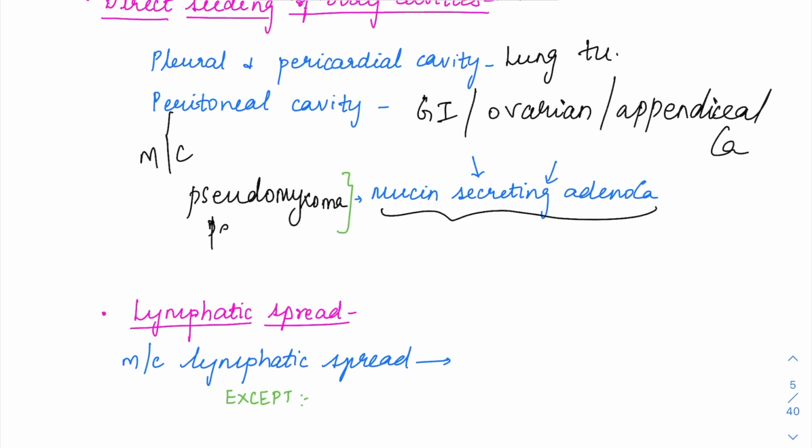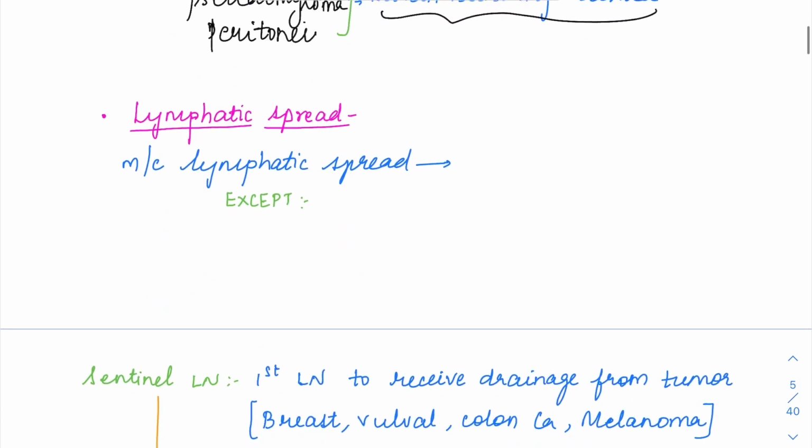Pseudomyxoma peritonei is nothing but mucin secreting adenocarcinomas which seed into the peritoneal cavity like a coating. It is called pseudomyxoma peritonei. The usual origin is from the appendix or the ovarian mucinous adenocarcinoma. Okay. So the next type of metastasis spread will be lymphatic spread.